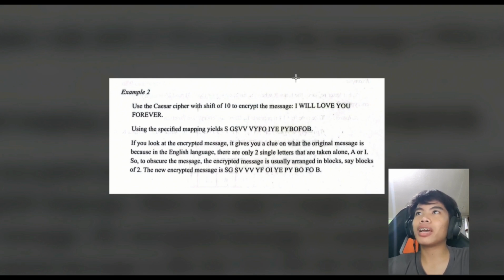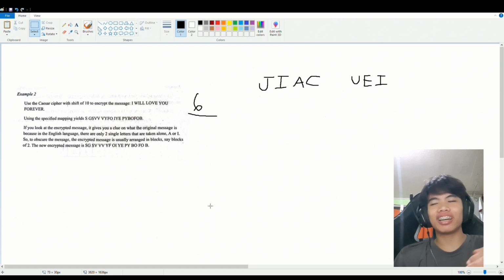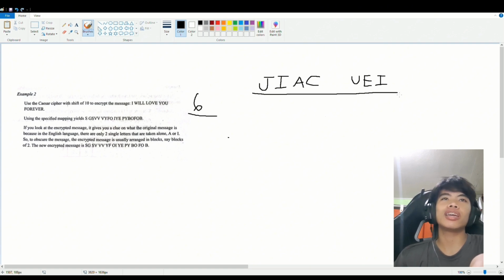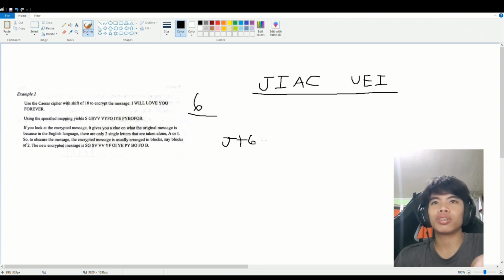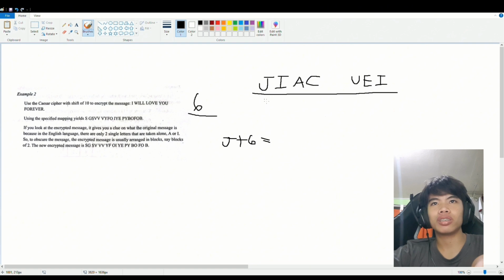So, try naman natin to. Example siya. So, dito, de-decode natin yung nakalagay dito. JIACUEI na merong shift forward na 6. So, eto. So, una J. So, J plus 6. So, ano yan? J, K, L, M, N, O, P. So, yung unang letter natin is P.